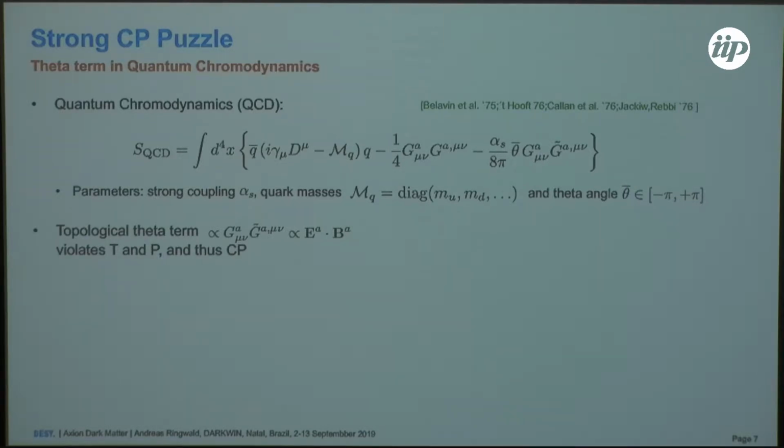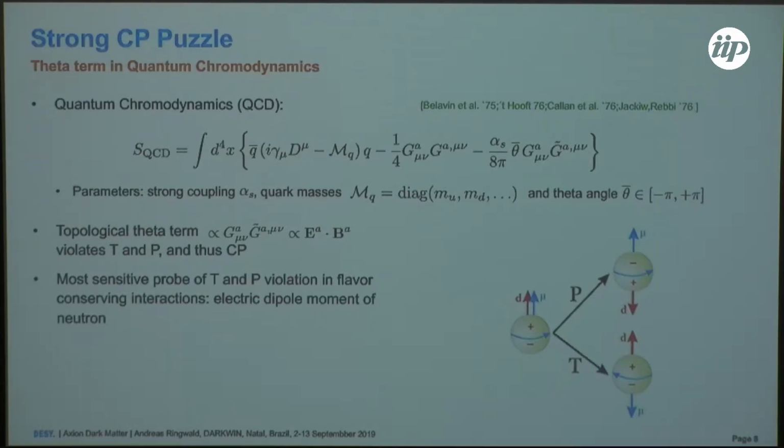So the question is: how large are these CP violating effects due to this theta bar or theta term? And this is a different kind of CP violation than the one arising from weak interactions, which appears in non-diagonal flavor interactions. Here it would appear in diagonal flavor interactions. So the most sensitive probe of T and P violation in flavor conserving interactions is the electric dipole moment of the neutron, which flips its sign under CP.